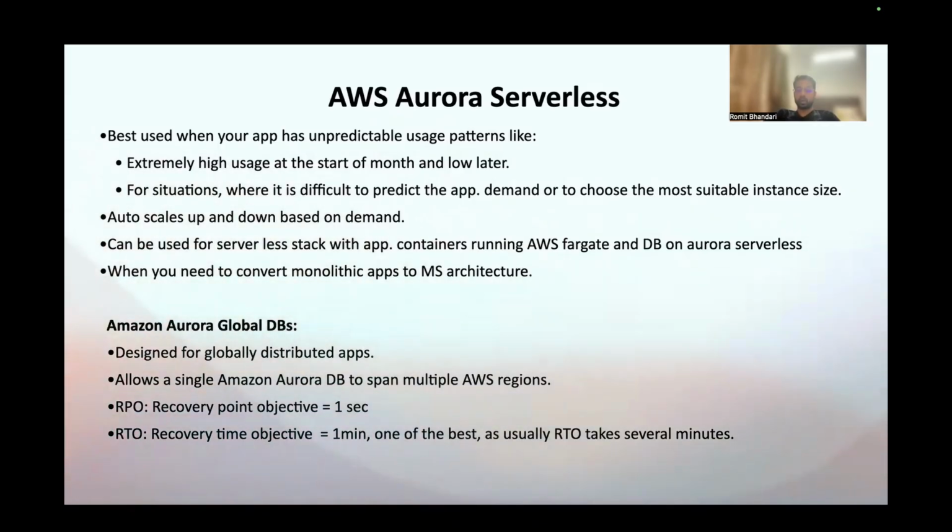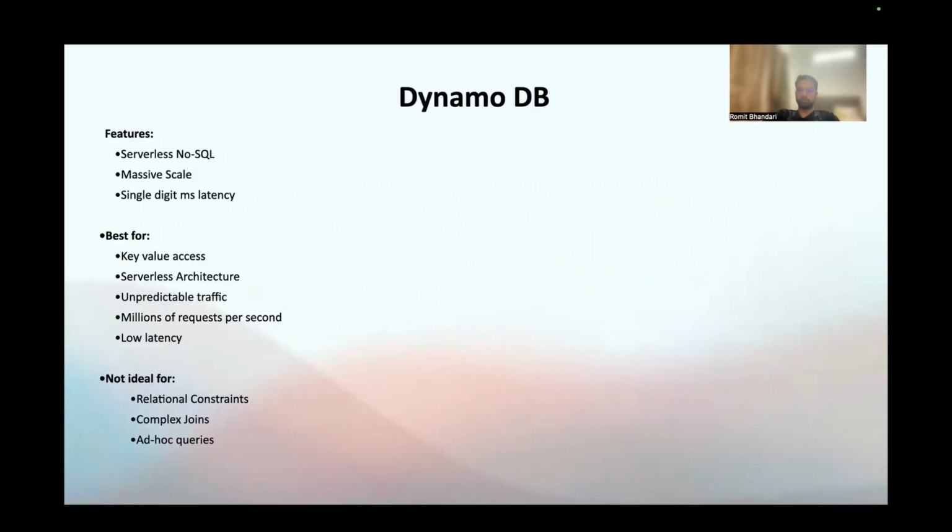So it allows Aurora DB to span multiple regions. So if you want a globally distributed app where you have users from various different regions in the world, like from India you have more users, and you have a lot of users from the Americas, North and South America, and also from Europe, then go for Amazon Aurora Global DB.